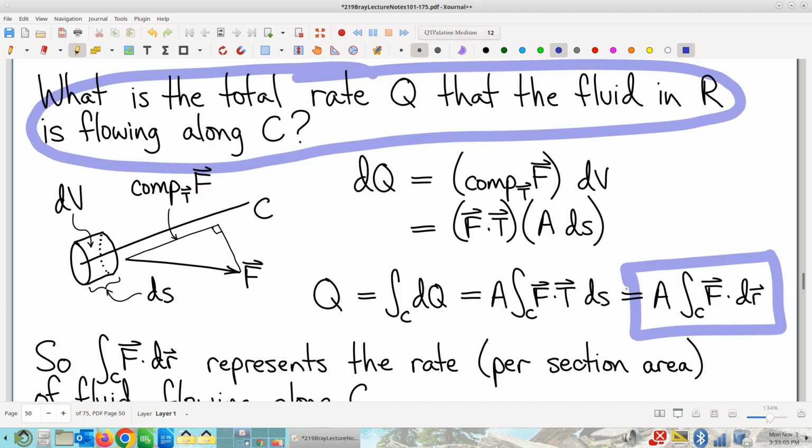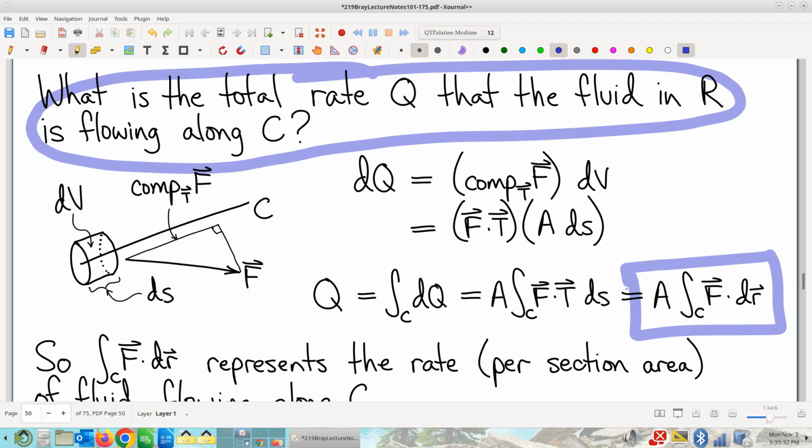How is this different from flux? So flux, yeah, what we've talked about previously with flux is that you have a surface and you're interested in how much the fluid is flowing through the surface. Right? So here we don't have a surface, here we only have a curve, and you're right, I'm not interested in fluid flowing through the curve, I'm interested in fluid flowing along the curve. Does that make sense?